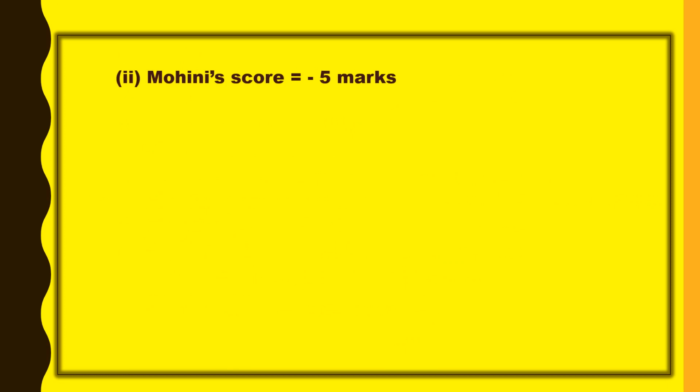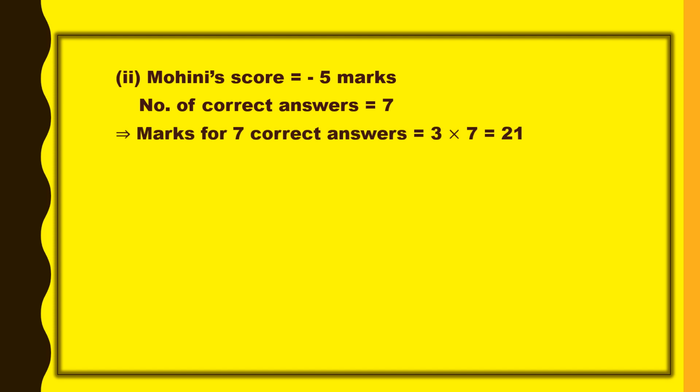Second question is of Mohini's. So Mohini's score is already given in the question, -5 marks. She attempted 7 answers correctly. So for these 7 answers, she'll get 21 marks because each correct answer is given 3 marks. So we'll multiply this, 3 into 7 is 21.